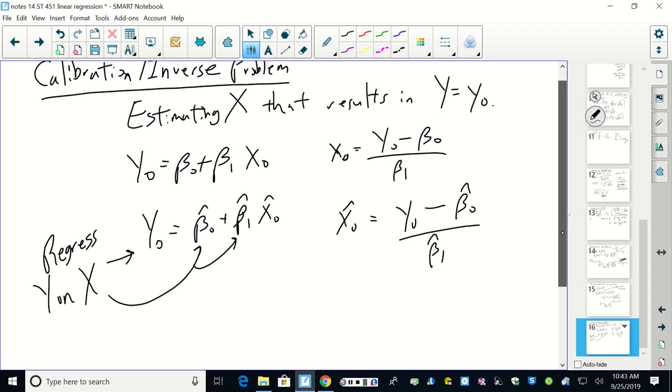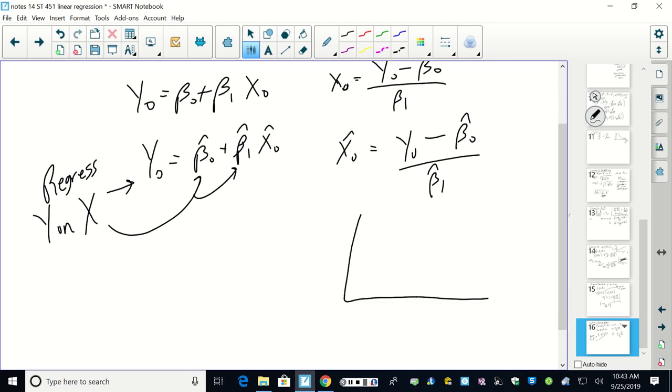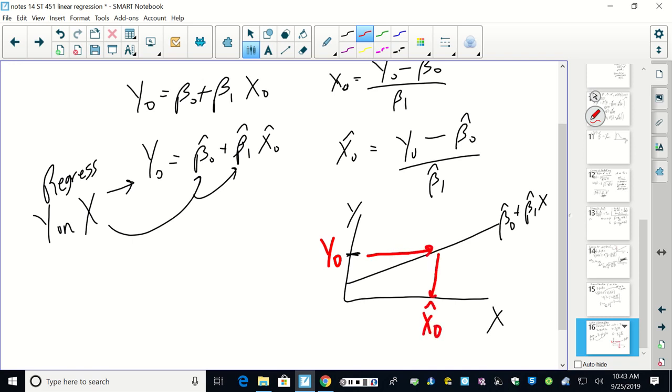Graphically, what we're doing is we have x and y, and we have this estimated line from our regression, but now we're interested in y sub 0. So y sub 0 is our interest here. And this inverse thing says map over to here and then map down, and here's our x sub 0 hat. We certainly can do that calculation and get an x sub 0 hat.